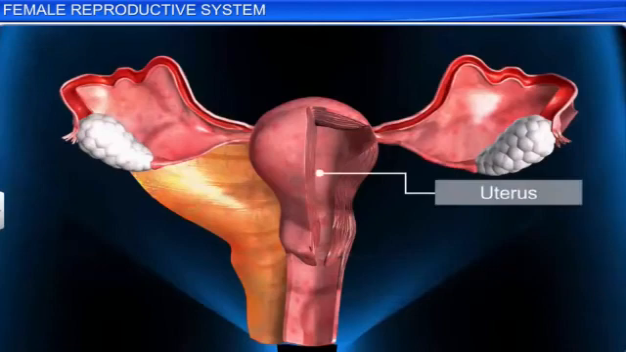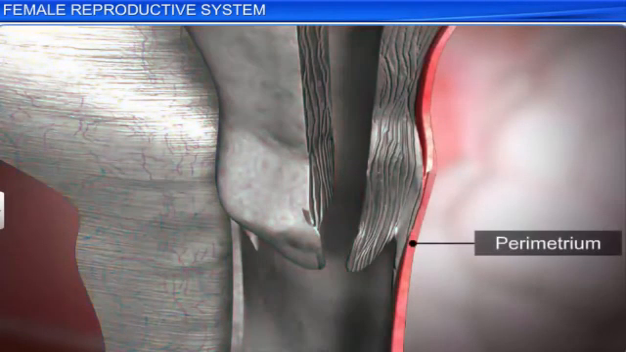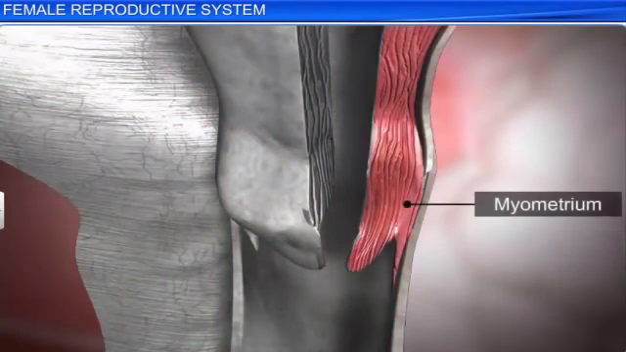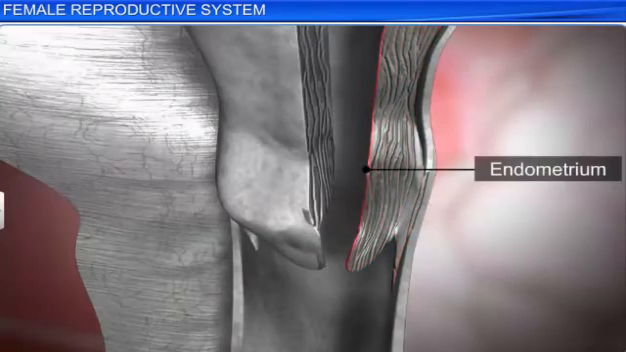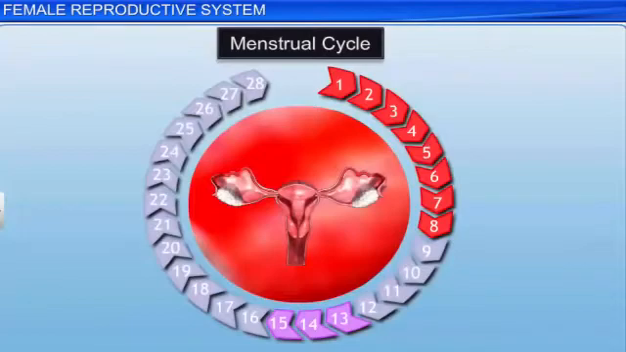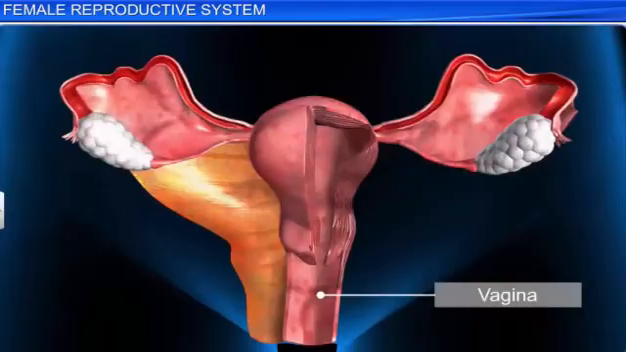The wall of the uterus is composed of 3 layers of tissues. The outer thin membranous layer is called the perimetrium. The middle thick layer of smooth muscle is called the myometrium, and it helps during delivery by producing strong contraction motions. The inner glandular layer is called the endometrium, and it undergoes cyclical changes during the menstrual cycle. The vagina is a muscular tube starting from the lower end of the uterus up to the outside.